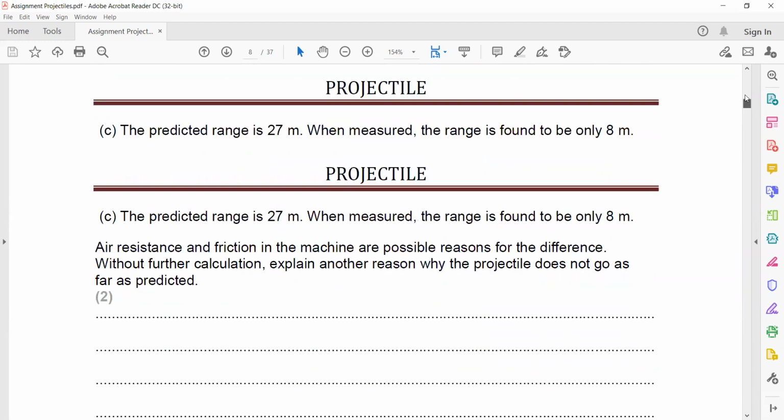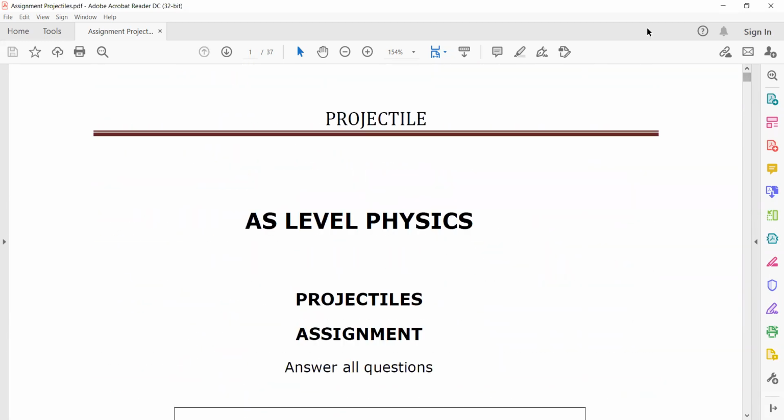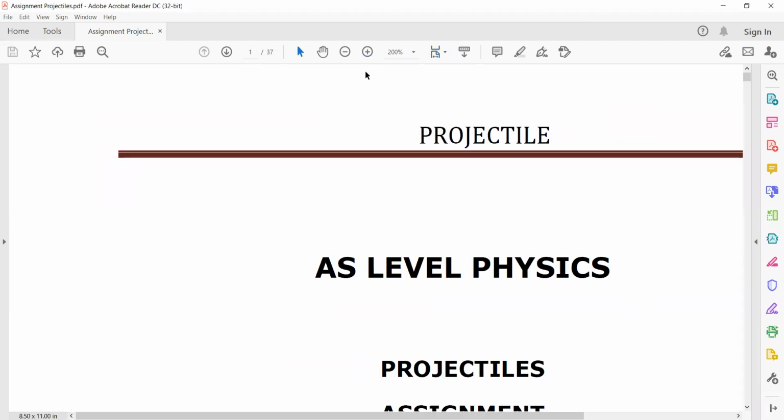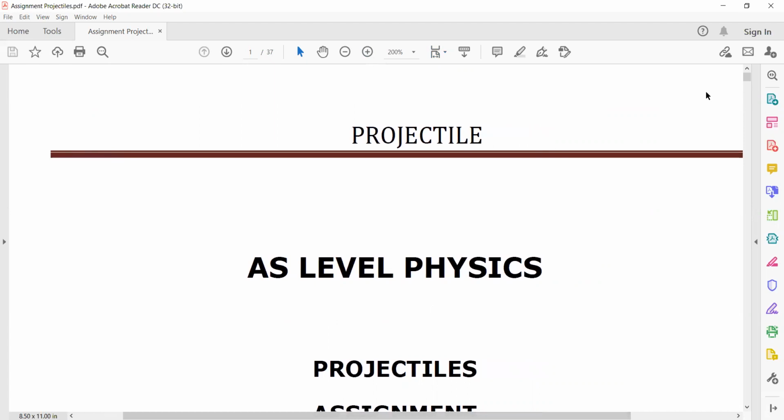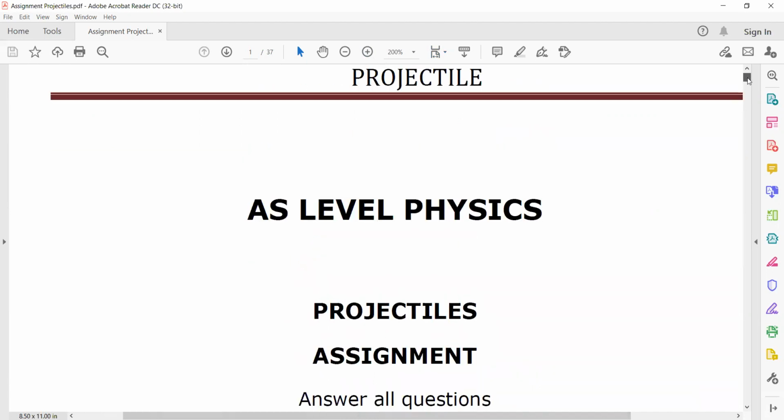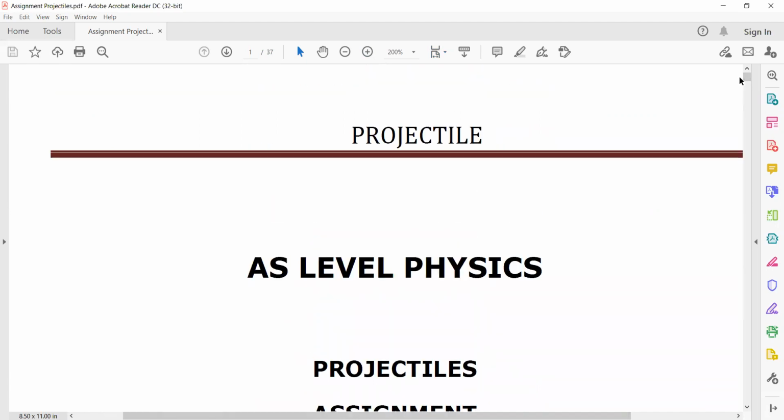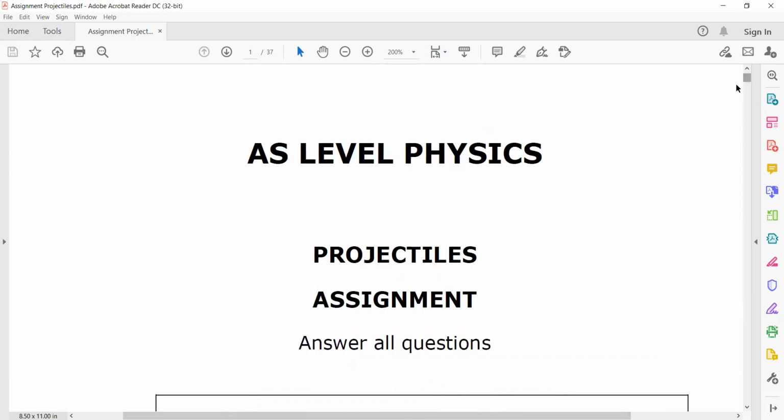So these are some questions related to the topic projectile. Any question related to the class today? Any question or a doubt? So I'll end the session and share this.